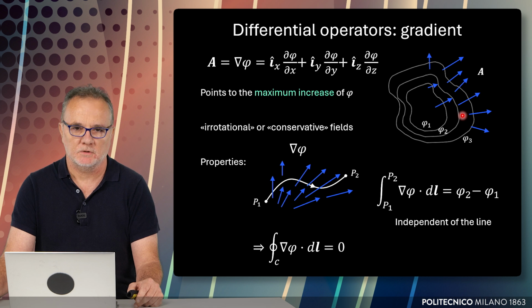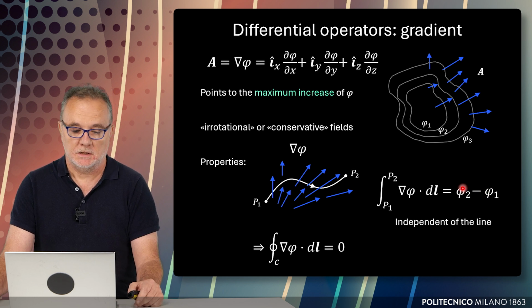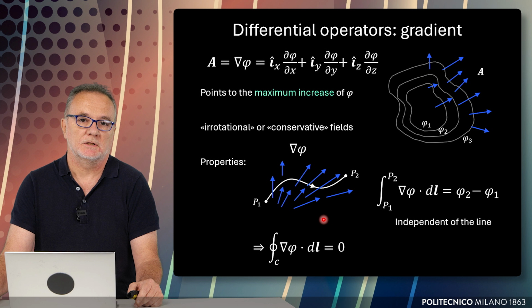There are some properties for this gradient. For instance, the line integral of the gradient from P1 to P2 along a line, whatever line, always equals, independently of the line, the difference between the value of the scalar field phi at the endpoint and at the starting point. So it is independent of the line, and only depends on the starting and ending points. A simple consequence of this is that if the line is closed, the line integral, the circulation of the gradient of an arbitrary scalar field is always zero.